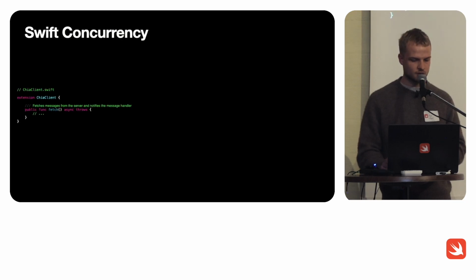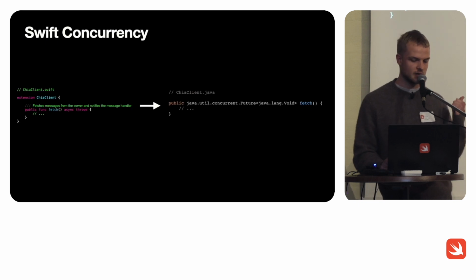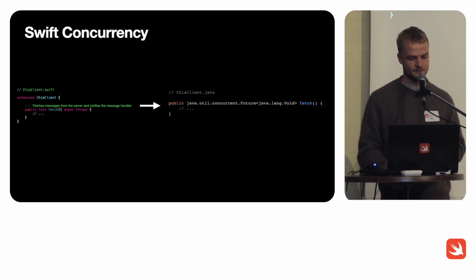What about Swift Concurrency, right? If you've ever written a Swift library nowadays, you're probably using async await, and so are we. So we have this fetch function, which is the way that the client fetches messages from the server. That's async await. How does that get converted? Well, a new feature we've added is that it gets converted into a Java future, which is sort of the go-to concurrency type on Java. So that provides an API that Java developers are also familiar with.